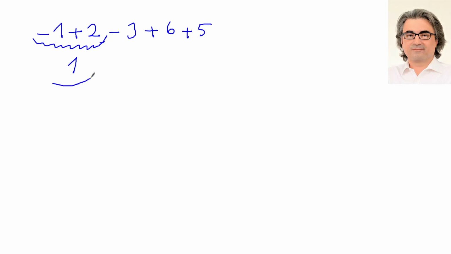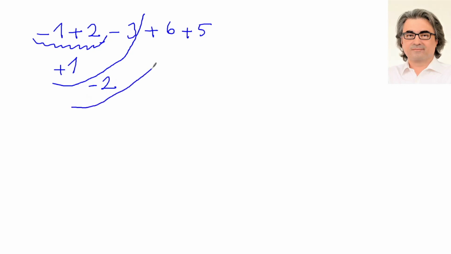After that, I should find this operation. Plus 1 minus 3. They again have opposite signs. So I should find the difference between them, between 1 and 3. The difference between 1 and 3 is 2. The sign of 2 is the sign of the greater one. The greater one is 3 and the sign of 3 is minus.